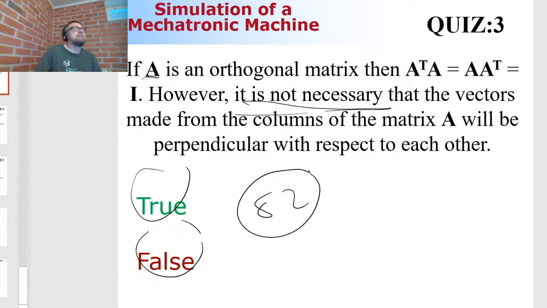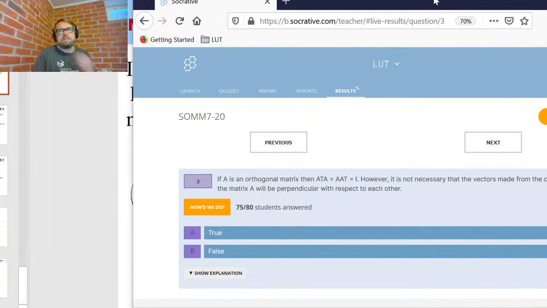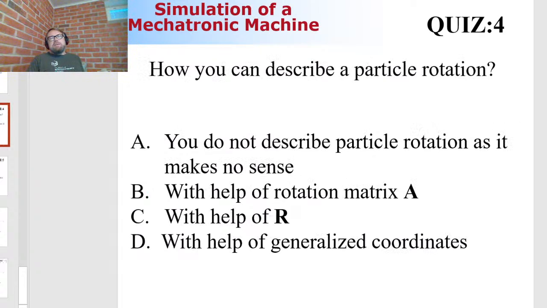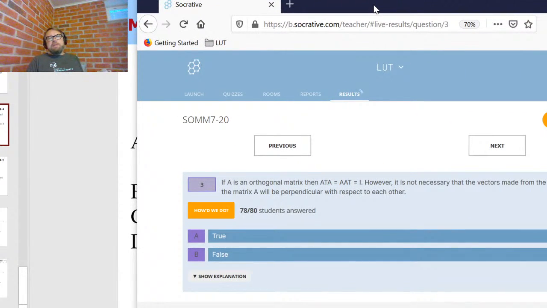Okay, 6 students are still thinking, so soon we're ready to look at the result from this in-class quiz. So 5 students. The last 5 students are still thinking, and while they are doing that, let me reveal my second in-class quiz. This is the classic one: how you can describe a particle rotation. Let's get back to that in a second. But before that, let's take a look at the success rate in this game here.